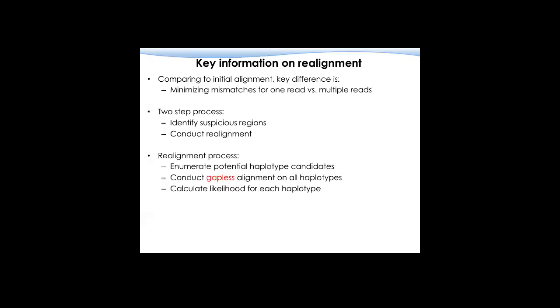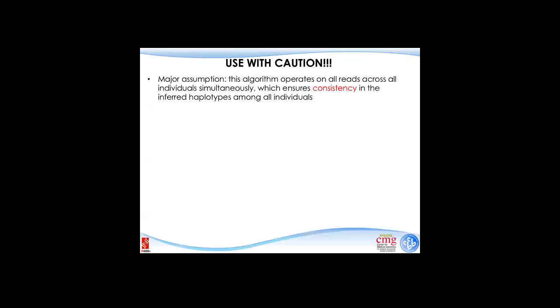And to do it, there are three steps. The first one is to enumerate potential haplotype candidates, then do the gapless alignment on all the candidates, and then calculate the likelihood for each haplotype. Eventually, we make the decision whether we take it or not.